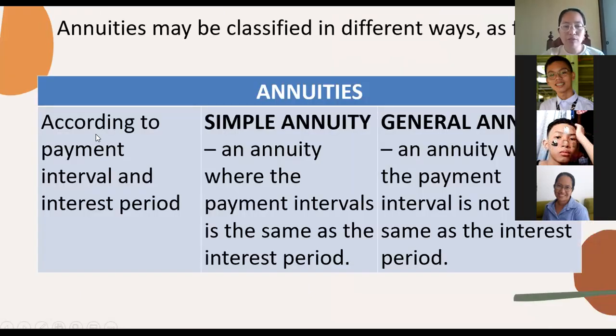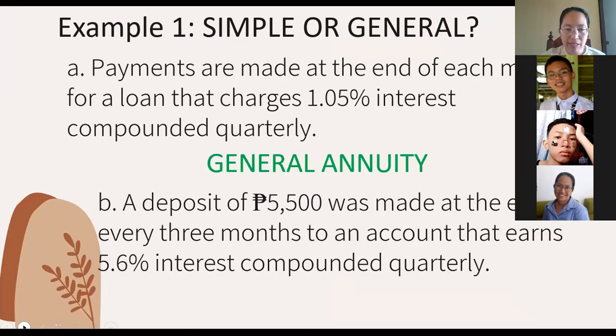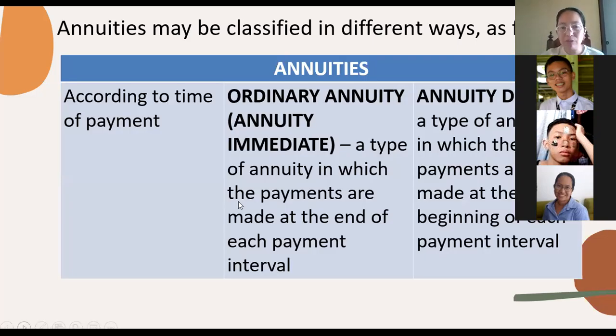Yan. So, the first classification is according to payment interval and interest period. Kapag kaparehas, simple annuity. Pag magkaiba, general annuity. Diba? The second classification is according to time of payment. Kapag yung time of payment daw is made at the end of each payment interval, then that is an ordinary annuity. But if the payment is made at the beginning of each payment interval, it's an annuity due.